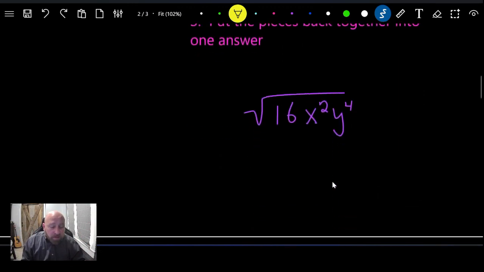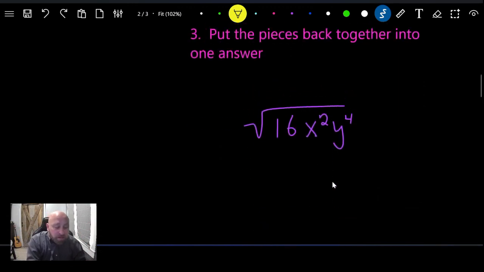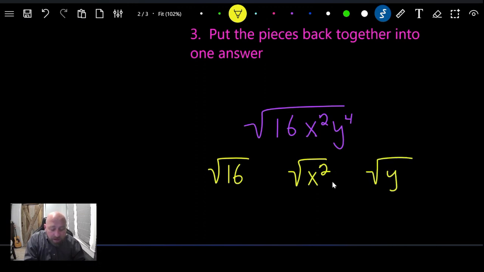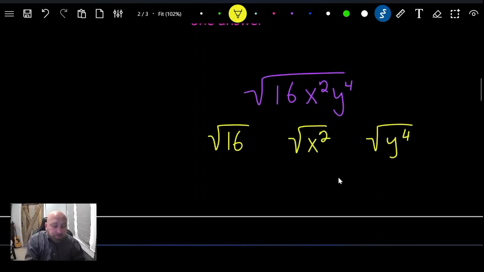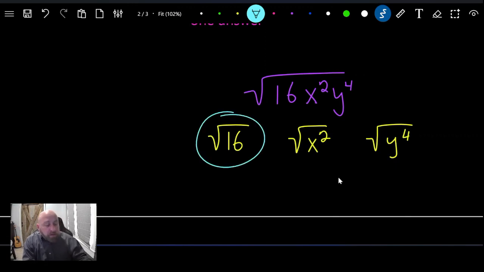All right, so let's take a look at this. Let's see what this looks like. So here's my problem right here, okay? What I want to do is separate it into individual problems. So square root of 16, square root of x squared, and the square root of y to the fourth, okay? So we've got it separated into three separate problems. Now, what I'll do from here is I'll just go ahead and separate this out.